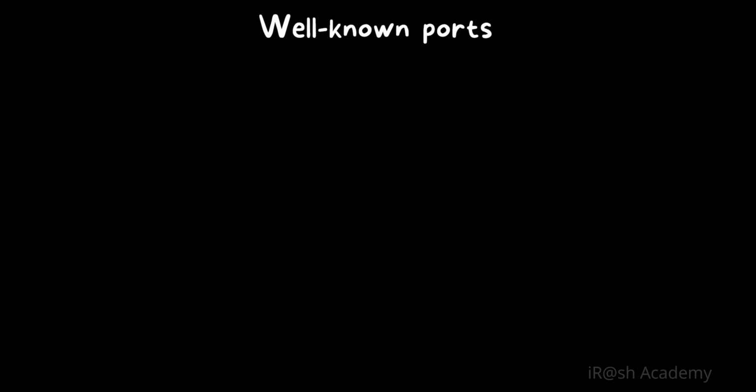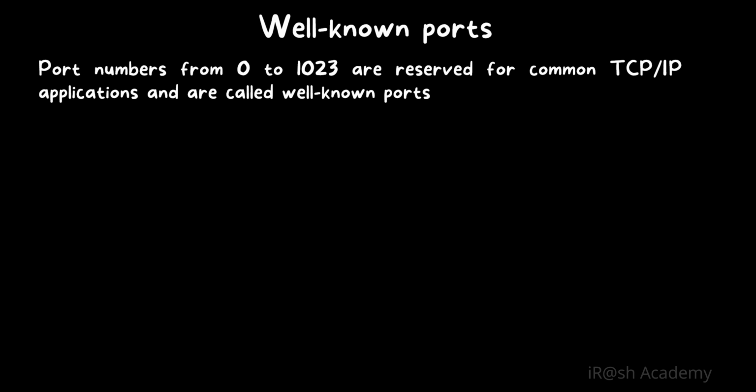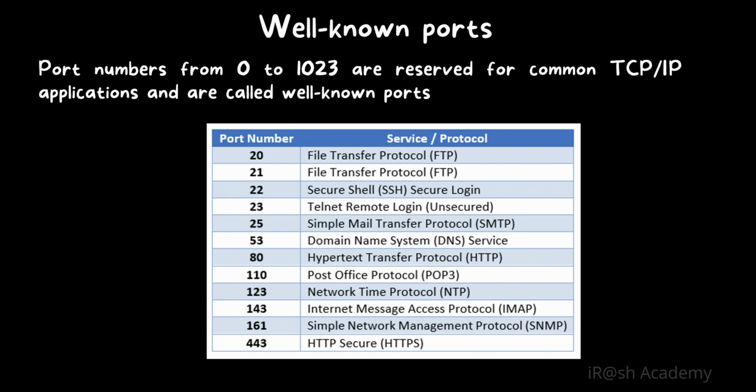Now what are the well-known ports? The port numbers from 0 to 1023 are reserved for common TCP/IP applications and are called well-known ports. So in network communication, there are some industry standards for port numbers. There are some standard ports commonly used for some standard applications. They are shown in the picture, as you can see, the port number and the service or protocol using that port number.